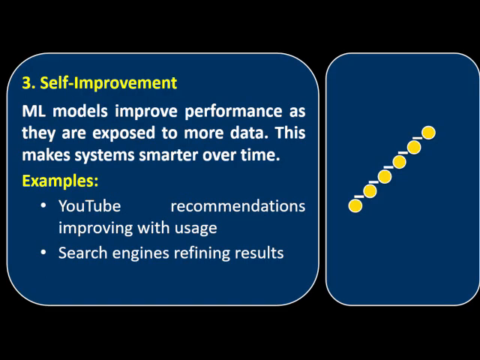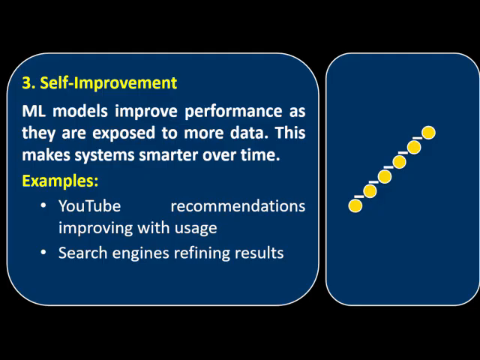So, next one is self improvement. Machine learning models improve performance as they are exposed to more data. This makes systems smarter over time. Example, YouTube recommendations improving with usage, search engines refining results. So, one powerful characteristic of machine learning is self improvement over time.